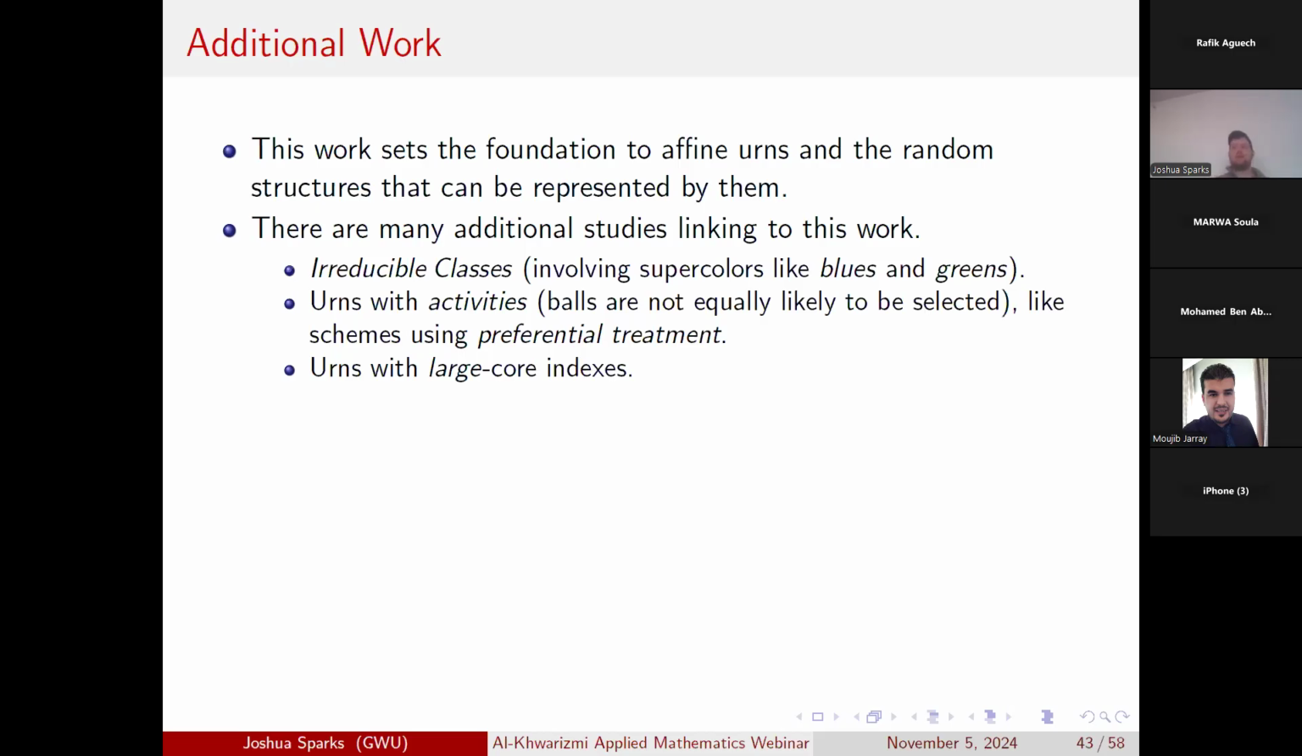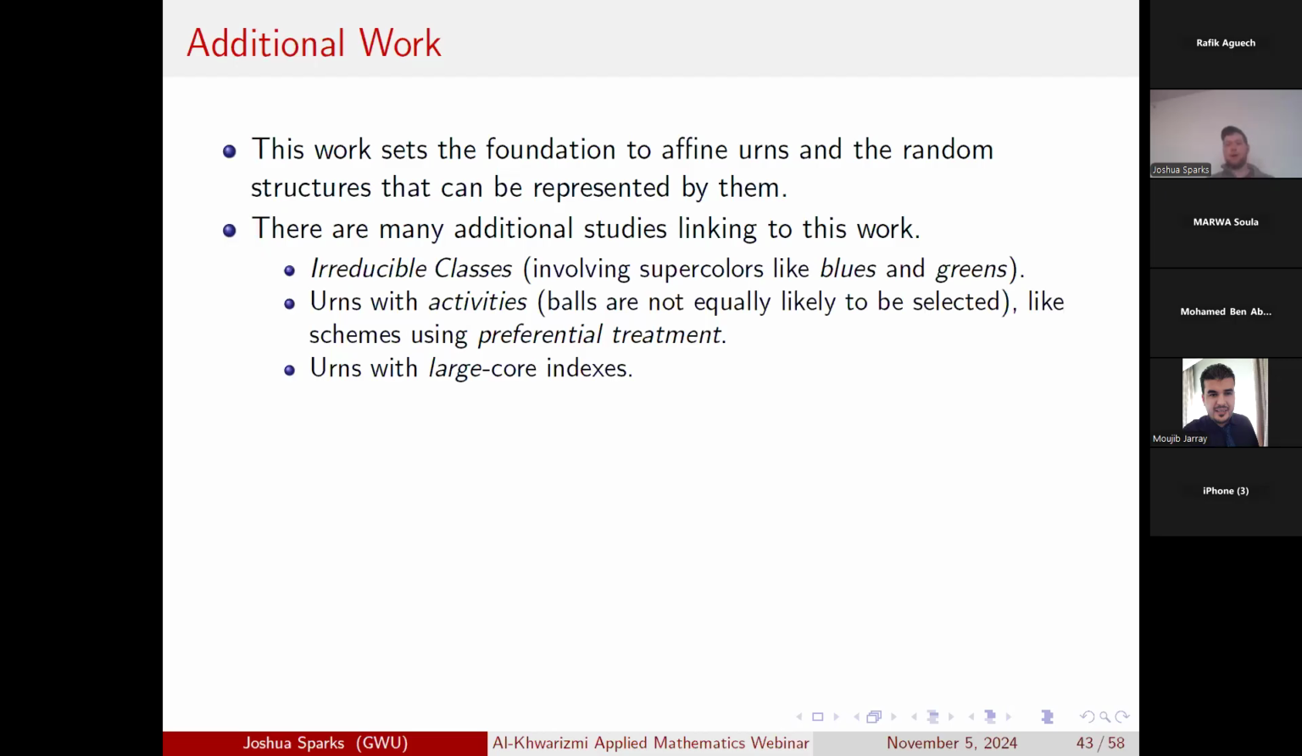Also, urn activity, so balls were not equally likely to be selected, preferential treatment. And I didn't really talk about it much because we're short on time, but there's also the idea of large core indices. In large core indices, what we do get is almost sure convergence to our mean, but getting the covariance matrix is a little bit more complicated because it also depends on the initial sample size.